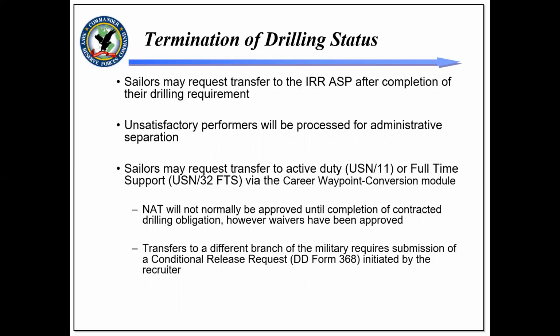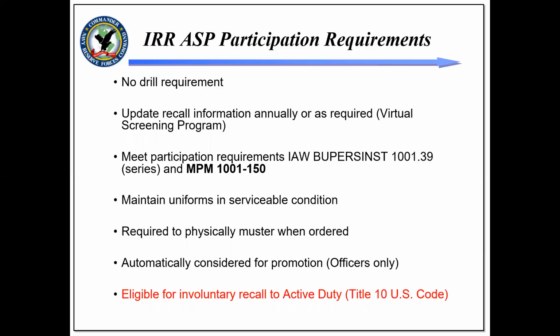Transfer to a different branch of the military requires submission of a conditional release, DD Form 368, initiated by the recruiter. IRR ASP participation requirements. No drill requirement. They must update recall information annually as required. Virtual screening program. They must meet requirements in accordance with BUPERS Instruction 1001.39 and MPM 1001-150. They must maintain uniforms in serviceable condition. They are required to physically muster when ordered.